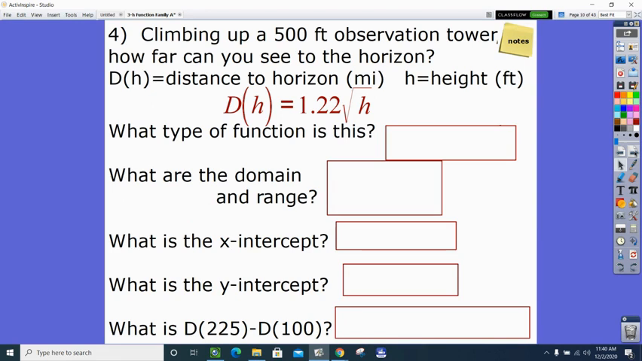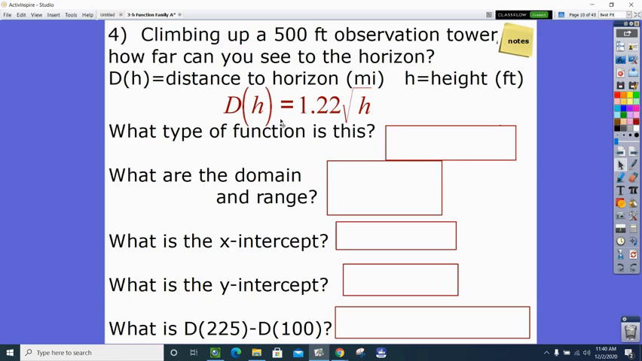Again, an application. In this case, you're climbing up a 500-foot observation tower. If any of you have ever been to Groton, to Fort Griswold, you could think of the monument there. But anyway, you're going to be climbing an observation tower. The tower is 500 feet. And the question is, how far can you see to the horizon on a clear day? So D of H is going to be the distance to the horizon in miles. That's how far you can see in miles to the horizon. And H is going to be your height off the ground in feet. So the higher you go up, the farther you can see.